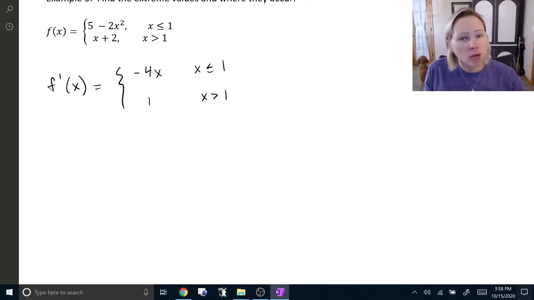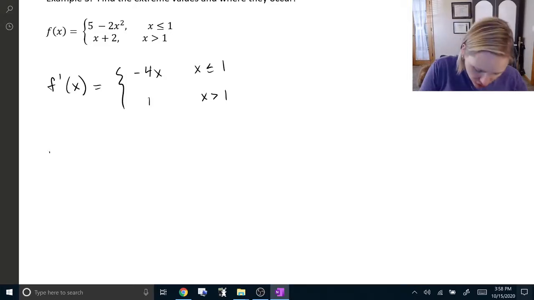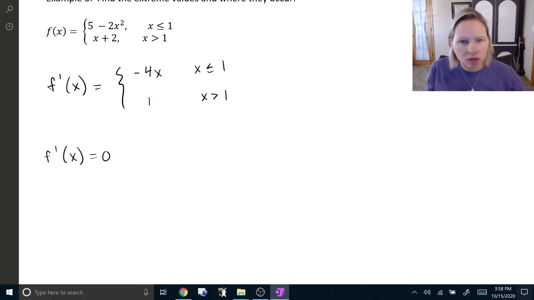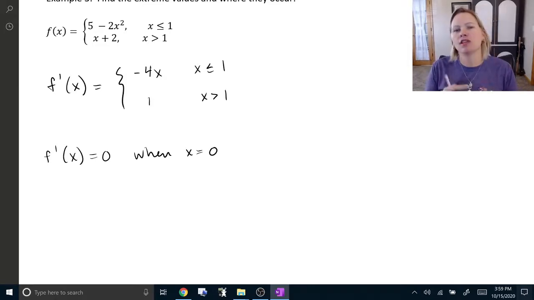Now, we want to figure out where the first derivative is 0. Where is f prime of x going to equal 0? Well, the only place it's going to equal 0 is in this first piece, and that's when x is 0. So when x is 0, we're going to have some sort of critical value. The other thing we need to think about in a piecewise function is where the two pieces come together. Number one, is it continuous? And number two, is it possible that that could be another spot where we have a min or a max?